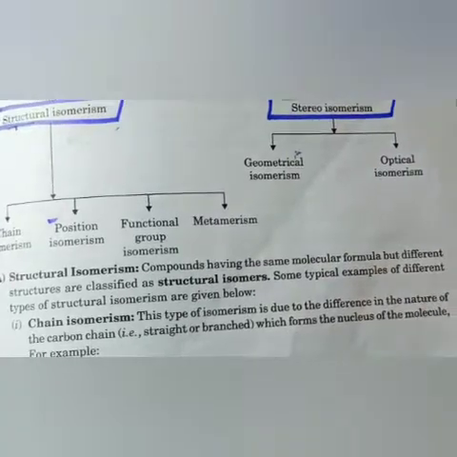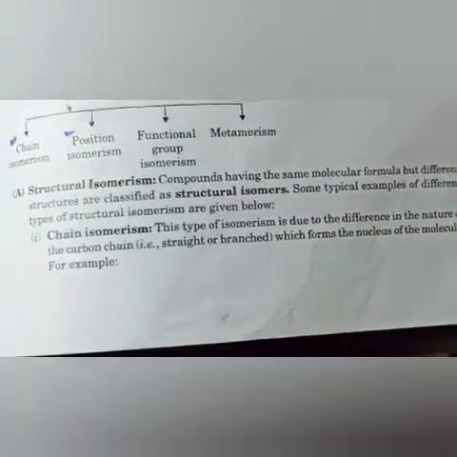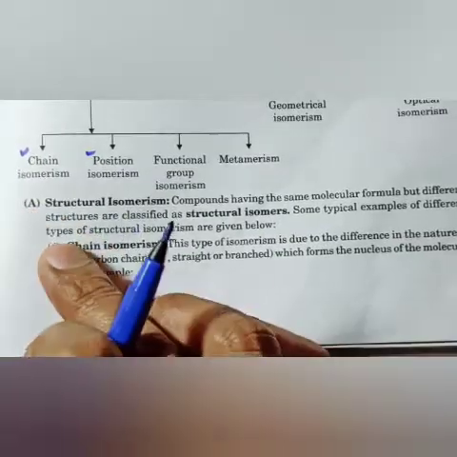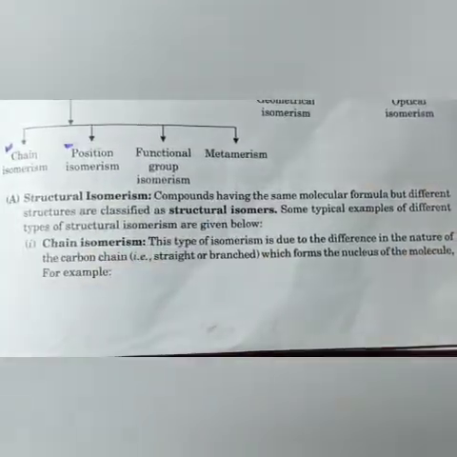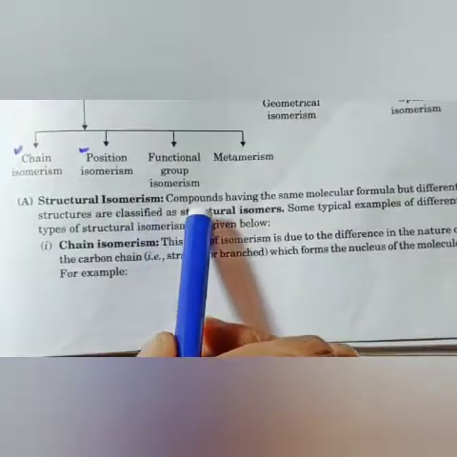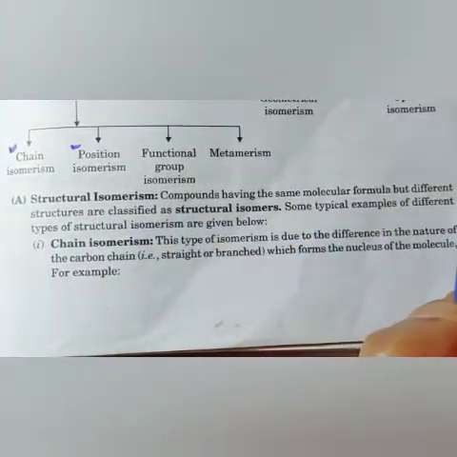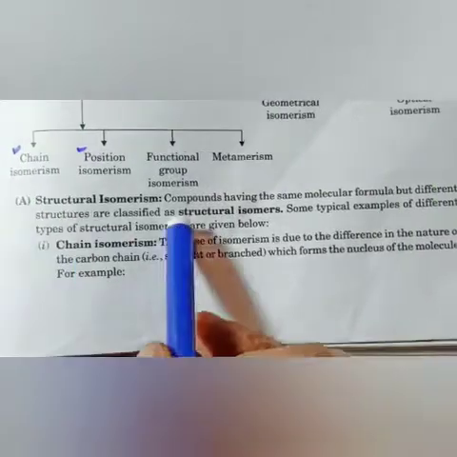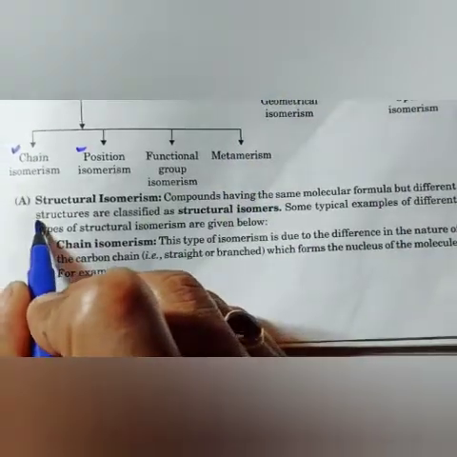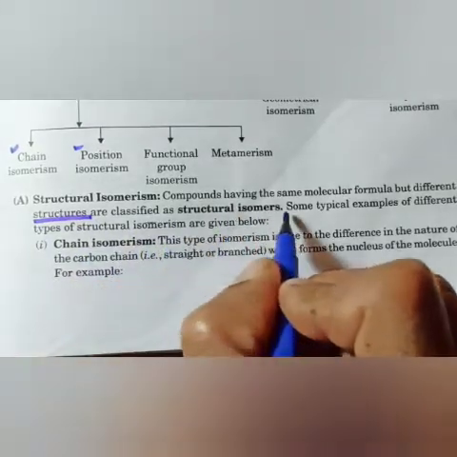So let's understand in detail. I'm giving notes from the same chapter. You will note down, although I will send the picture of this same page, so there you need to note down. So first is structural isomerism. The compounds which have the same molecular formula but different structures are called structural isomers. Different structures are classified as structural isomerism.